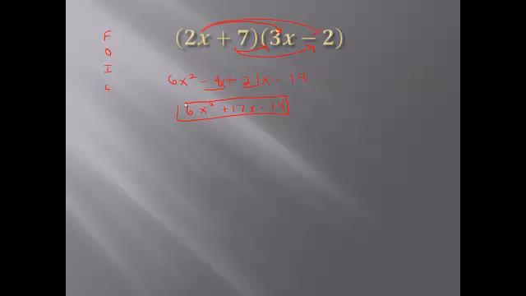So this is just the opposite of factoring. If we factored this trinomial, we would end up at 2x plus 7 times 3x minus 2.